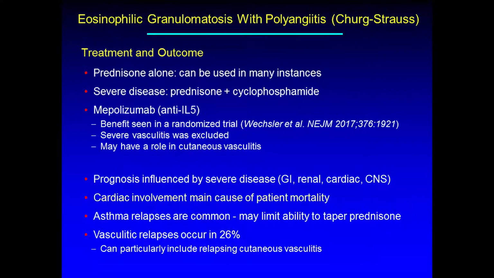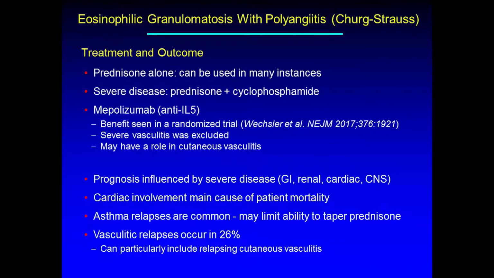And then the most recent therapy has been the use of mepolizumab, or anti-IL-5. This was examined in a randomized trial published in the New England Journal in 2017. This was an important study, but also important to recognize that severe vasculitis was excluded, but this may have a role in cutaneous vasculitis, potentially those, again, who have recurrences.